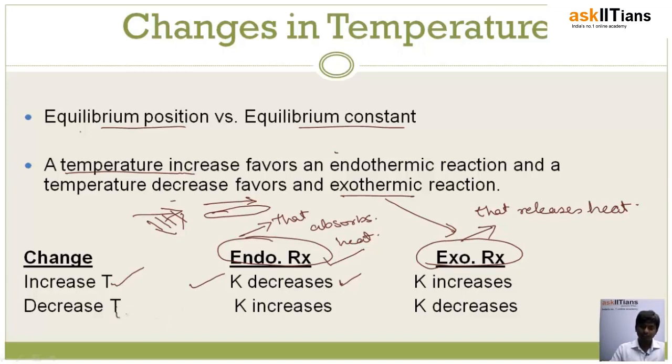The opposite will happen when the temperature decreases, so the K will increase. In case of an exothermic reaction, the same thing happens in the reverse way. Now the heat is released, so when you increase the temperature, the K will decrease, and when you decrease it, it will increase.